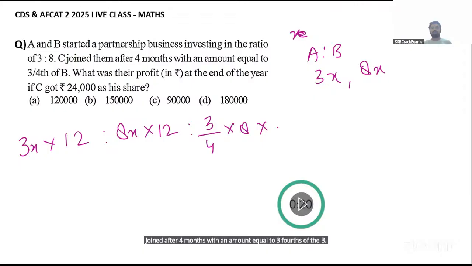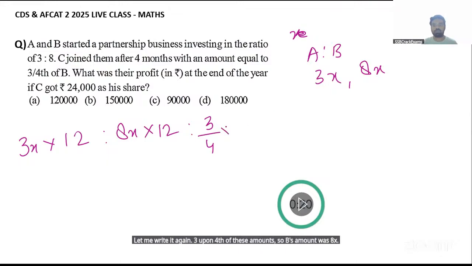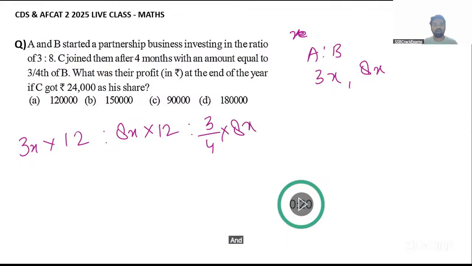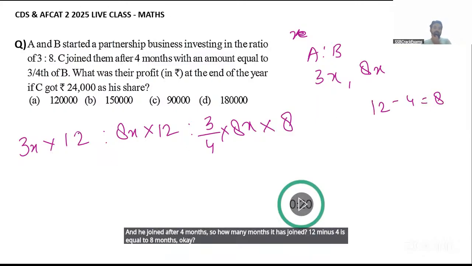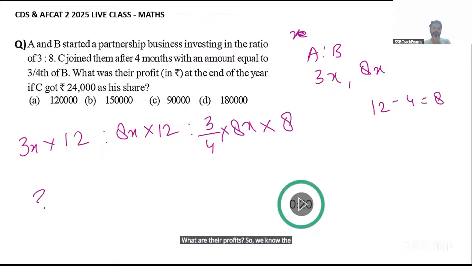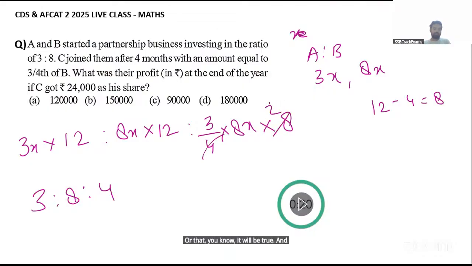Let me write it again. C's amount is 3 upon 4th of B's amount. B's amount was 8x, and C joined after 4 months. So for how many months did he invest? 12 minus 4 is equal to 8 months. Okay, what is their profit? So we know the ratio. The ratio will be 3 to 8 to 4. That's what we know, and everything will cancel out.